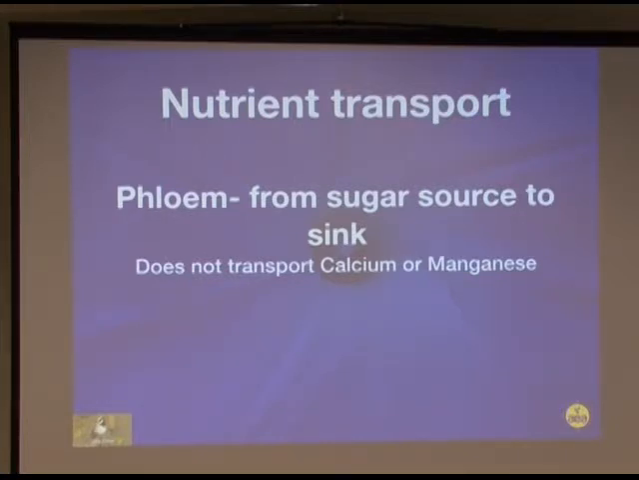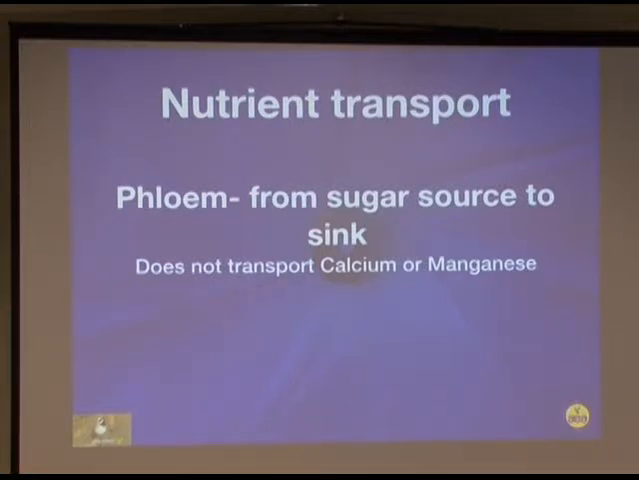So this means that when you apply a foliar spray of manganese onto the leaf surface, that manganese is not going to be transported into the fruit. The same holds true of calcium. When you spray a foliar application of calcium on a leaf surface, that calcium is not going to be transferred into the fruit unless that calcium or manganese is in the chelated form.